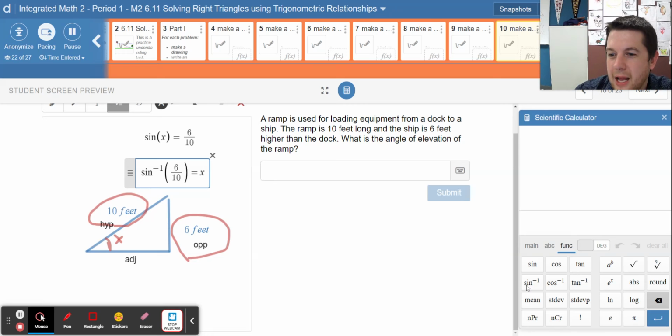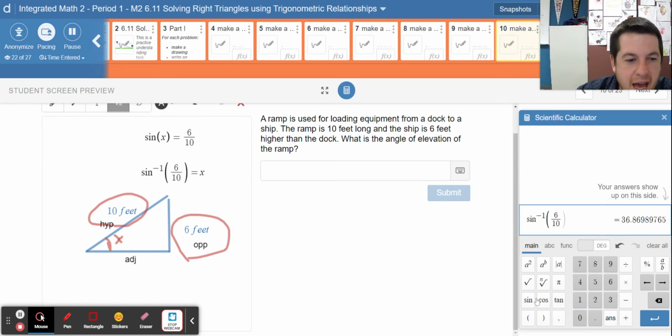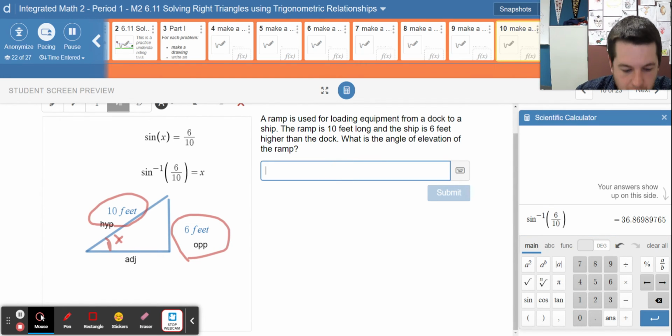So when I'm trying to find an angle measure, if I use the inverse, I can put in the ratio 6 divided by 10, and that will give me the angle measure. So the angle measure is 36.8. And we can confirm this.